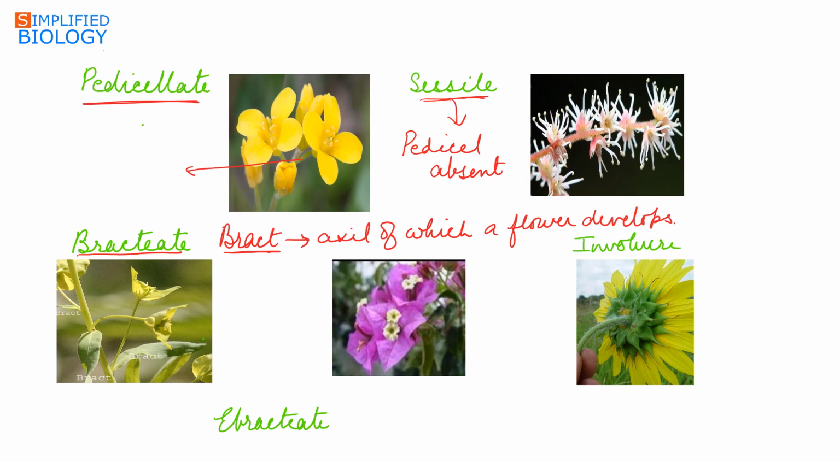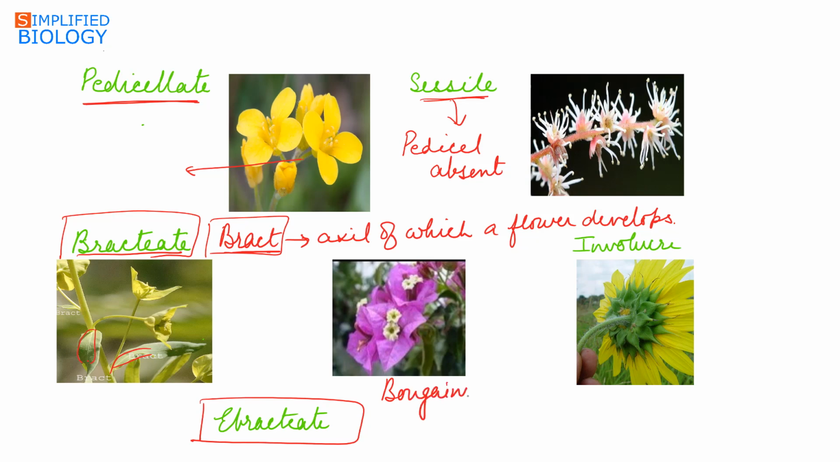A green leafy appendage in the axil of which a flower develops is referred to as a bract. A flower developing in the axil of a bract is referred to as bracteate, and the one in which the bracts are absent is ebracteate. In case of bougainvillea, now this is a bougainvillea where the bracts are colored. Now these are the bracts and these are the flowers that are attached to the bracts.